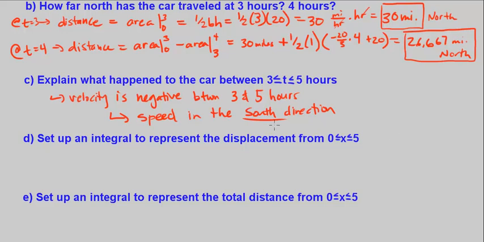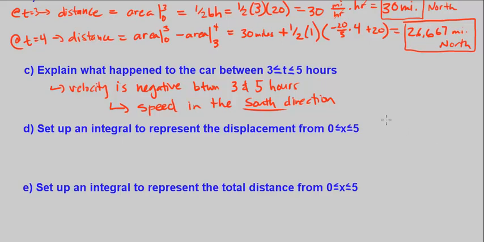Okay, so part D says to set up an integral to represent the displacement from 0 to 5. The key word here is displacement. Because we're going to see in part E the same thing, set up an integral to represent the total distance from 0 to x. So displacement is basically, if you start here, you go up, you go down, you end here. Displacement would be the distance between your start and ending point, while the total distance traveled would be the total distance to this point plus the total distance to this point, because it's all you're traveling no matter what direction you're going in. Okay?